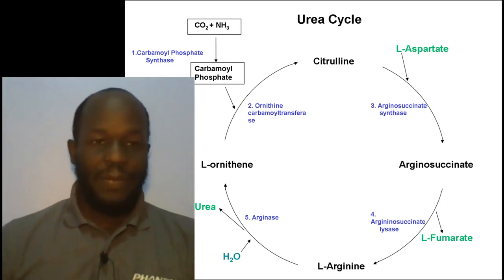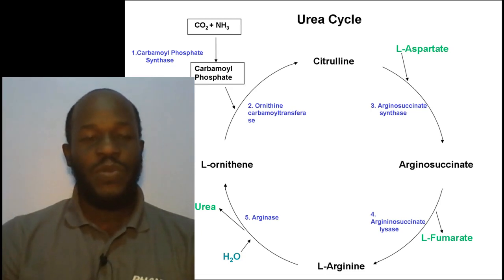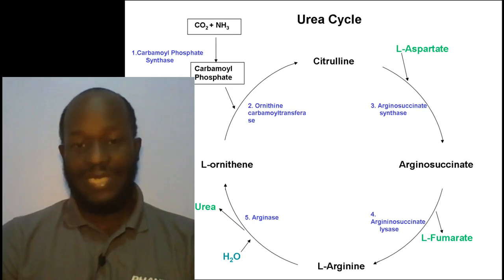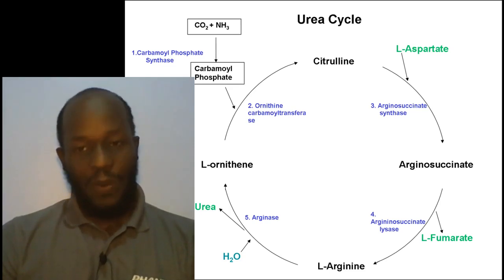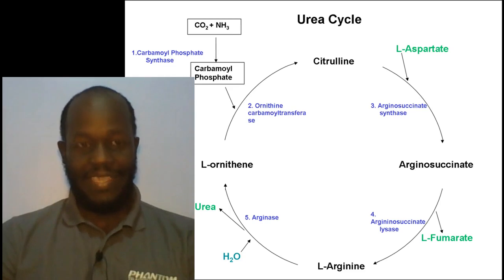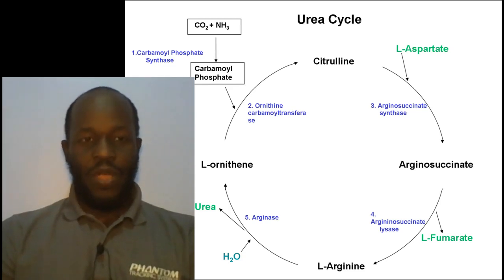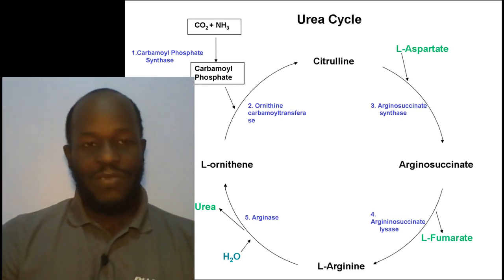So in the last step, now this arginine undergoes a hydrolysis reaction to yield urea and ornithine. So the last step is arginine being hydrolyzed into urea and ornithine in the presence of an enzyme called arginase. The enzyme here is arginase. Ornithine is transported back to the mitochondria. Remember that this reaction is happening in the cytoplasm.